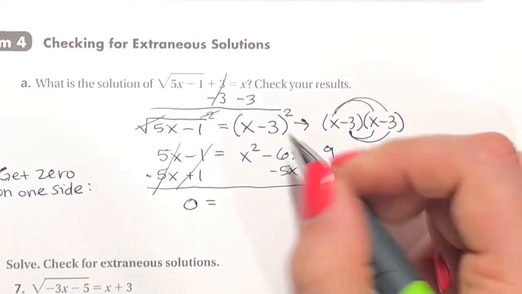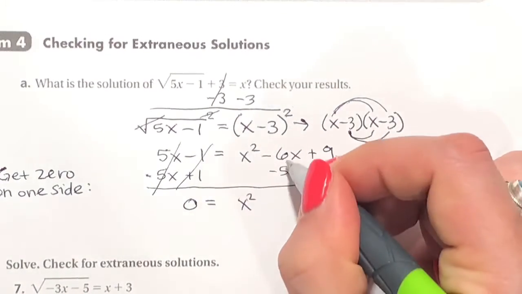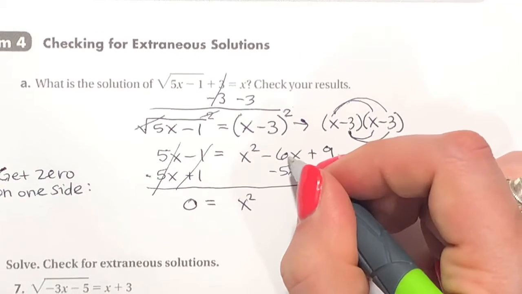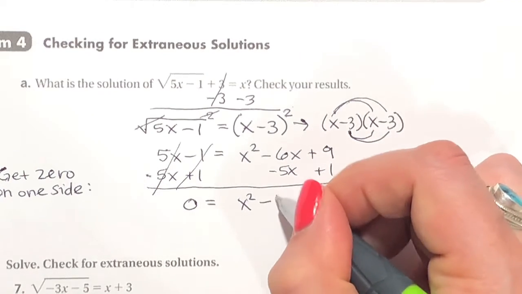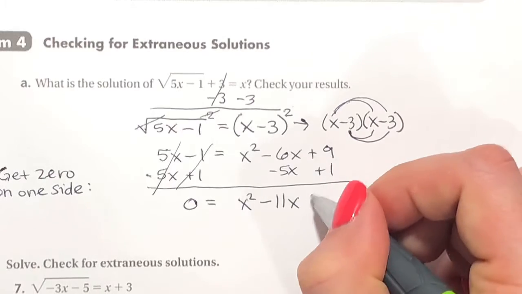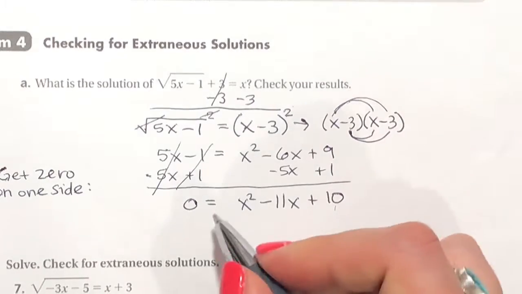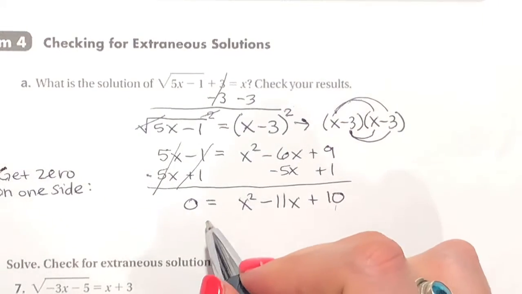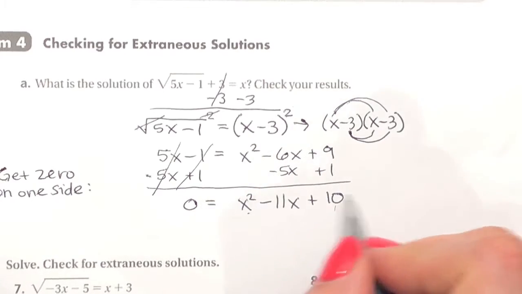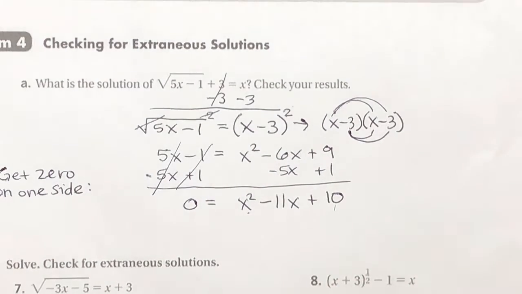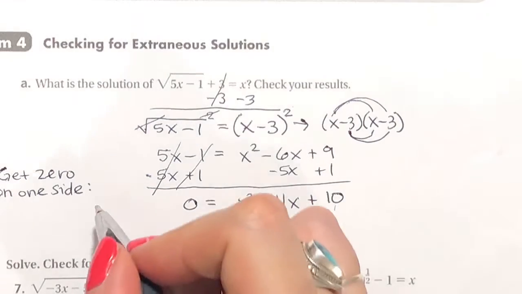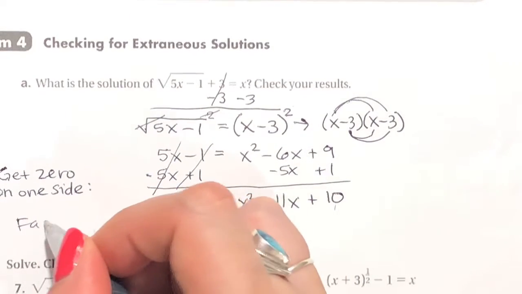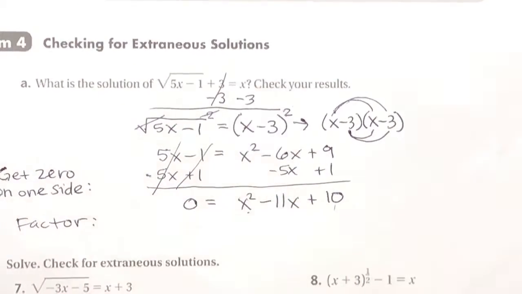And then if we simplify all this, we have our x squared, and then negative 6x subtract 5x is a negative 11x, and then 9 plus 1 is 10. So now when you have 0 on one side and you have an x squared, an x, and a number, we have this nice trinomial here. The way you're going to solve it is you need to factor. So our next step is to factor it.